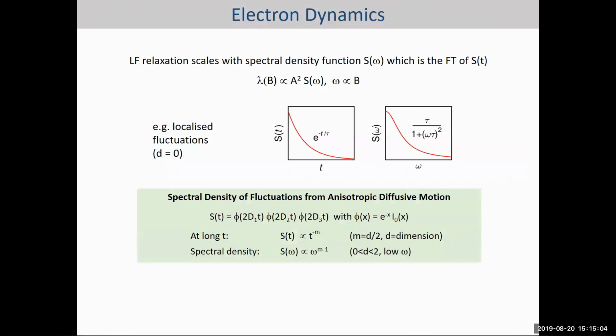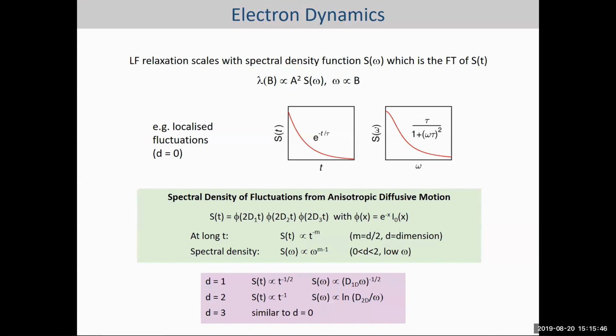So you can express that in terms of a spin correlation function, which depends on the diffusion along 3 different axes. And if you look at the long time dependence of this behavior, which is actually expressed in terms of Bessel functions, you get a power law. And the power law depends on the dimensionality. So you get a power law t to the minus n, where n is d over 2, the dimension over 2. And the corresponding spectral density goes as omega to the n minus 1. So, for example, if you've got a one-dimensional system, you expect a power law of one half, and your field dependence to go as B to the minus one half.